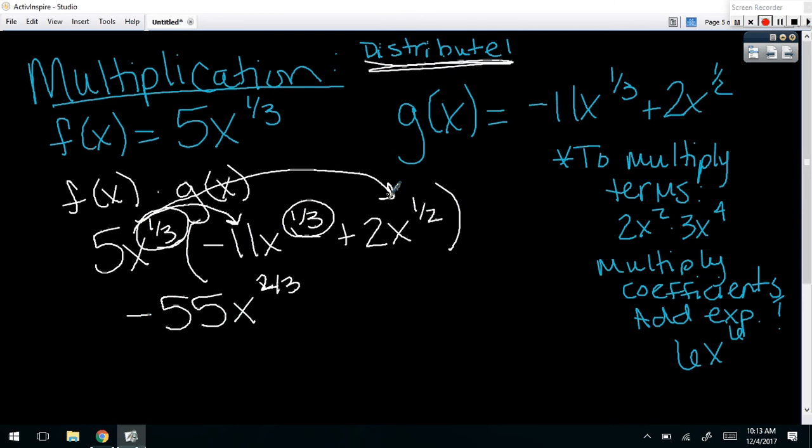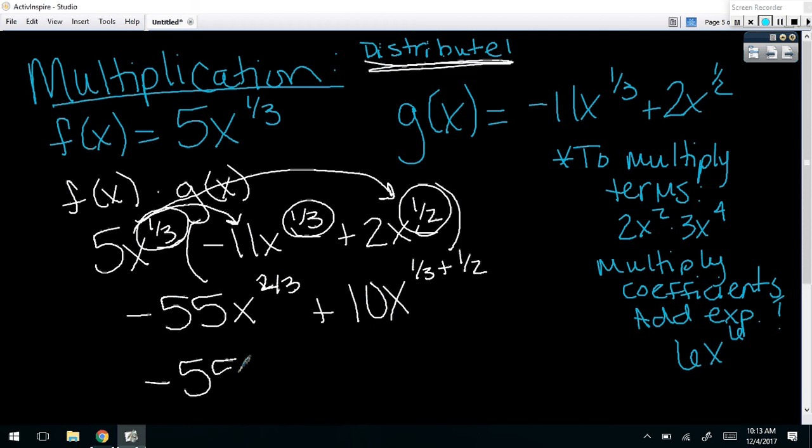And then I go to the next one. 5 times 2 is 10. Now I have to add 1/3 plus 1/2, which is 5/6. What's a third plus a half? 5/6. You don't have to put it in two different steps. You can do it all in one step if you want.